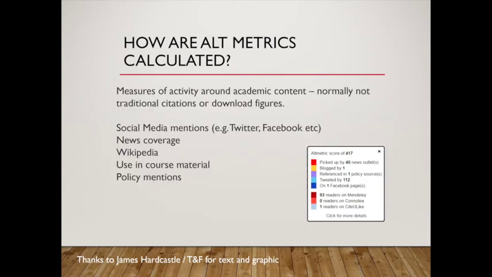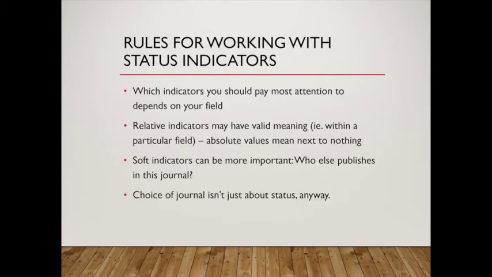So altmetrics are a measure of activity around academic content, not just citations or download figures. So Wikipedia, course materials, mentions in policy, a range of things. Now you have to think about, well, how is your paper going to get into these things if you just leave it there on the web? You've got work to do in making people aware of it, and not only aware of it, but making people realize that your paper is worth reading and then quoting.